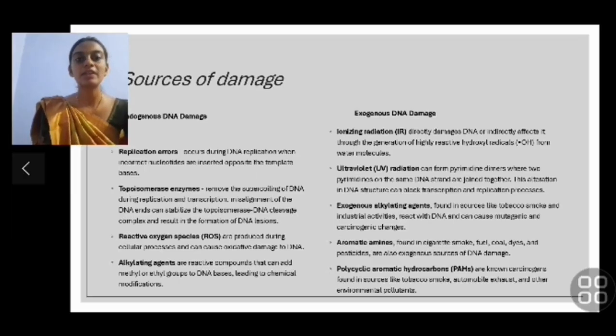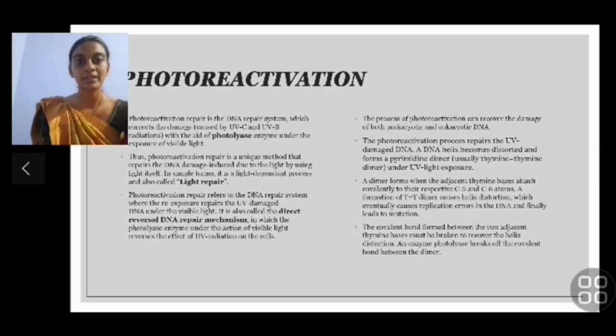Endogenous DNA damage sources include replication error, topoisomerase activity, reactive oxygen species, alkylating agents. And the exogenous DNA damage sources include ionizing radiation, ultraviolet radiation, exogenous alkylating agents, aromatic amines, and PAH. To cope with the DNA damage, our system consists of lots of repair mechanisms, and photoreactivation is one of them.